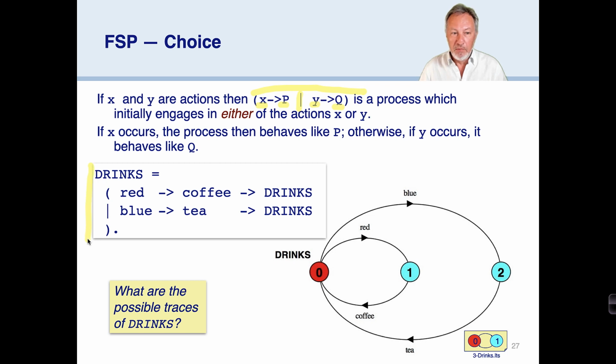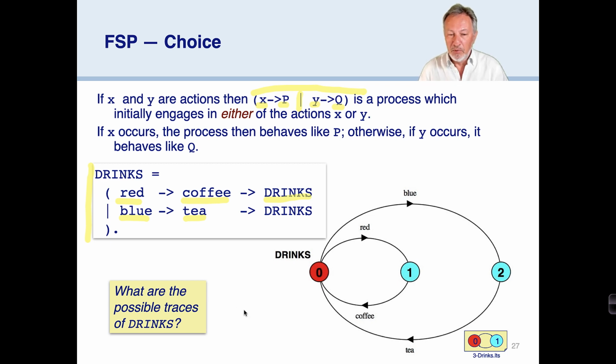Here's a concrete example, the drinks machine. The drinks machine will allow us either to press a red button, at which point we can take a coffee from the machine, and then the machine returns back to its initial state. In the initial state, in addition to the red button, we can also press the blue button, and the blue button would give us a tea. Notice that once we press the red button, we must take the coffee before we can again press another button, either red or blue.